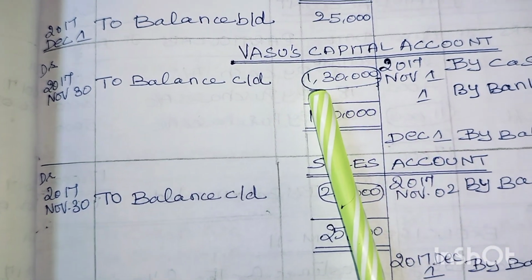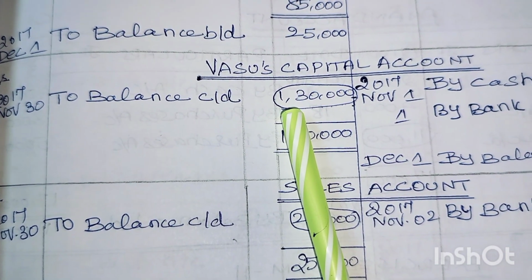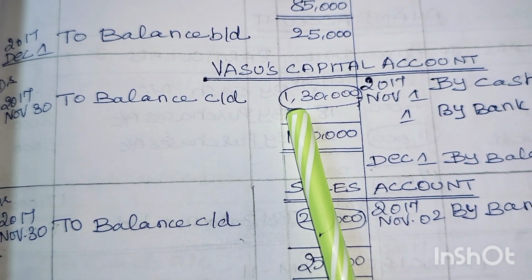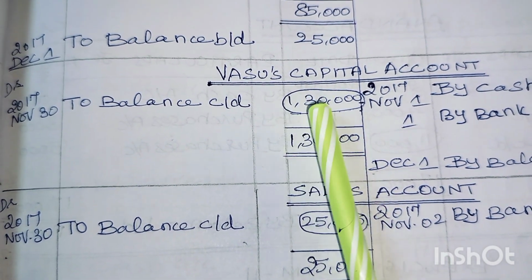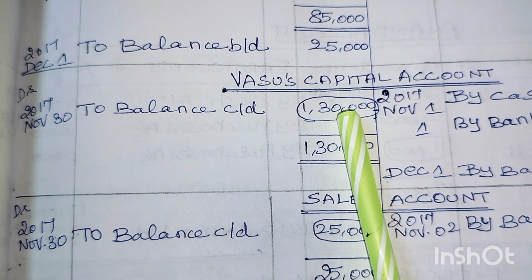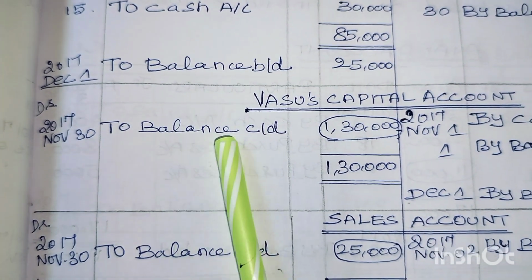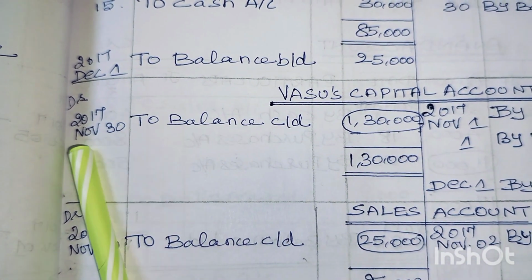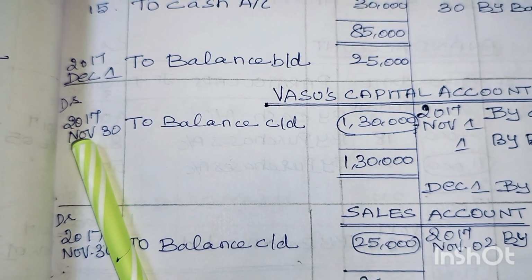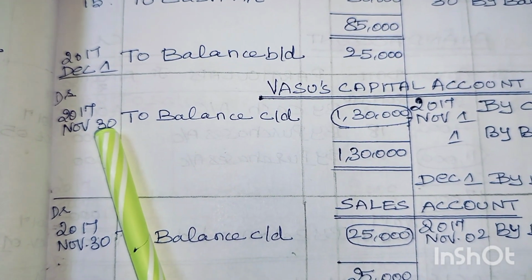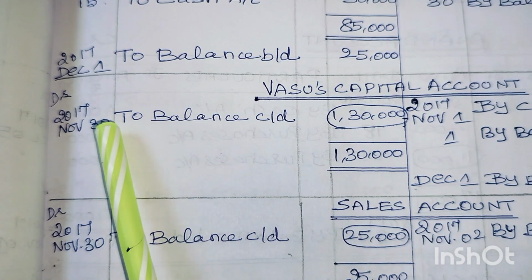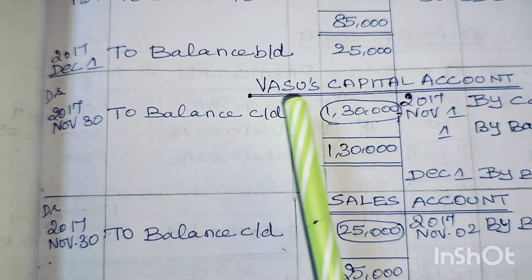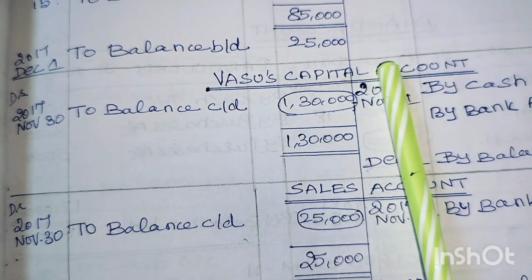So we have to enter the difference amount on the lesser side. We entered 1,30,000 rupees on the lesser side, and balance carried down is entered against the difference, and in the date column we enter the last day of the accounting period. So November 30 is the last day of the accounting period. This is the closing balance of Vasu's capital account.